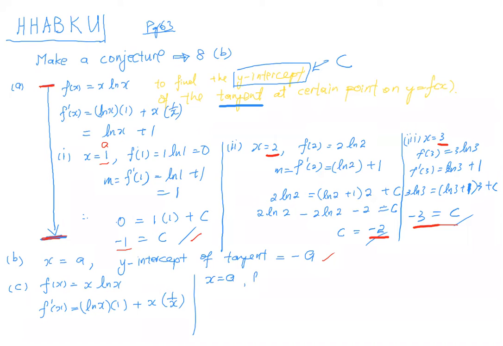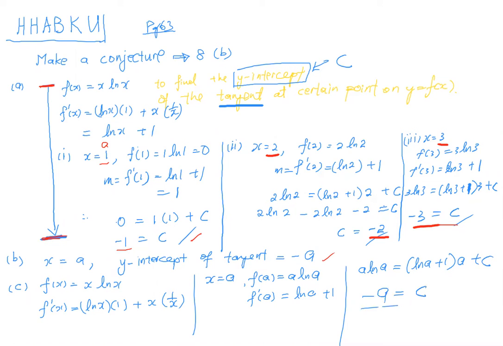So you write down f(a) equal to a ln a. f prime a equal to ln a plus 1. You put into y equal to mx plus c. So from here, c equal to negative a, done. Proven.